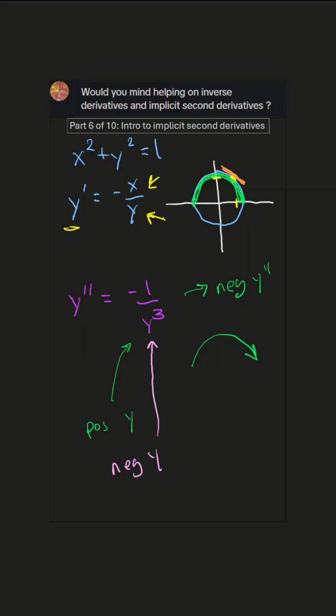Okay, so what if we take in a negative y here? Well, all the negative y values, as we said, are down here on the lower half of the circle. If you put in a negative y, you're going to get a positive y double prime, because negative over negative is positive. And it's going to curve upward. So the second implicit derivative is the curvature.